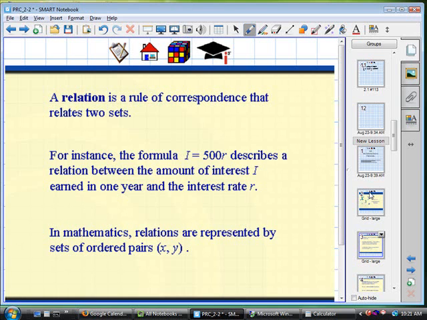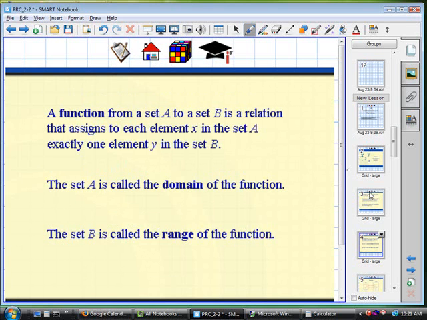We always represent relations with ordered pairs. You know how that works, x comma y. You guys were working with ordered pairs today, weren't you? We gave you 2 points and we said find the equation of the line containing them, and you had sets of ordered pairs. Okay. Now, this is the picky one, a function.